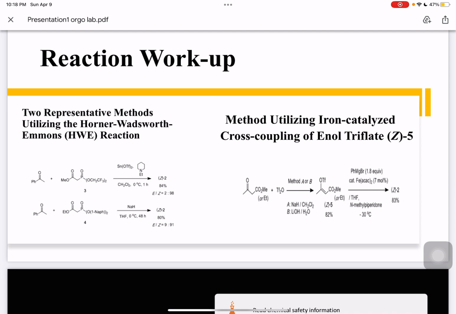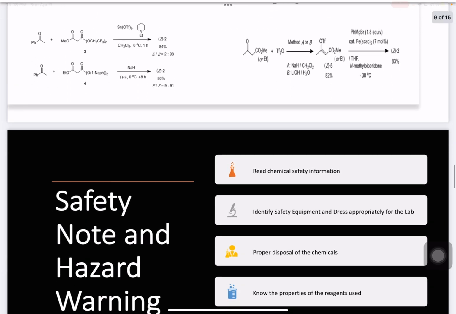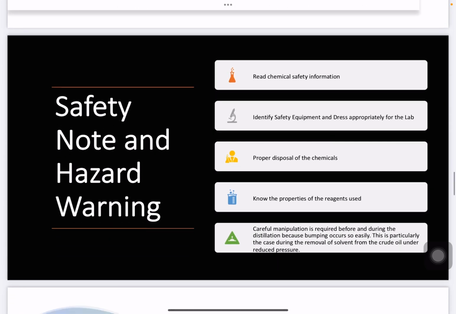And then on the bottom part, we have an E/Z ratio of 9 to 91. For the safety note and hazard warning, first we have to read the chemical safety information. We have to identify the safety equipment and dress appropriately for the lab, since some of our reagents are corrosive and cause burns.